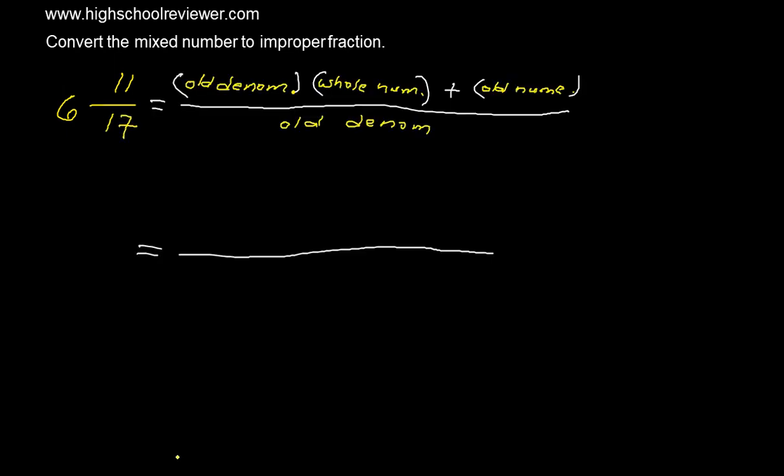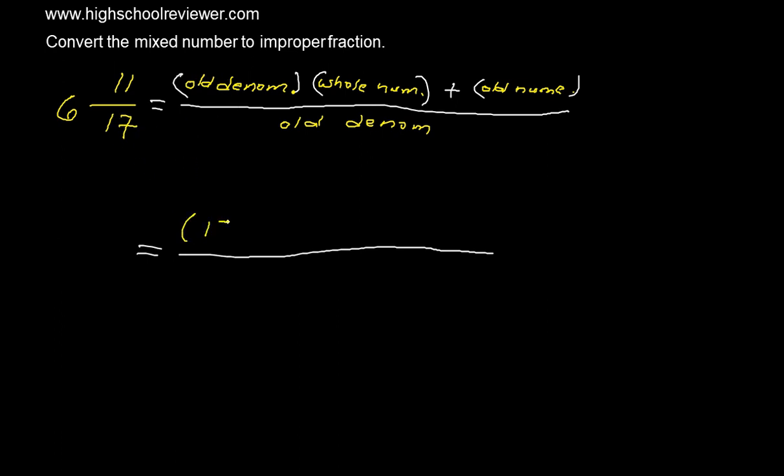Convert the mixed number to improper fraction. To understand this, let's have an example. We have here 6 and 11 over 17. To convert 6 and 11 all over 17 to improper fraction, our old denominator is 17.